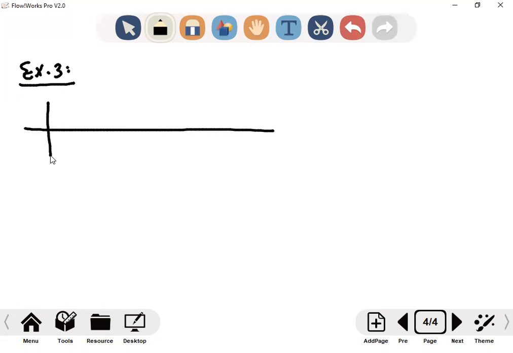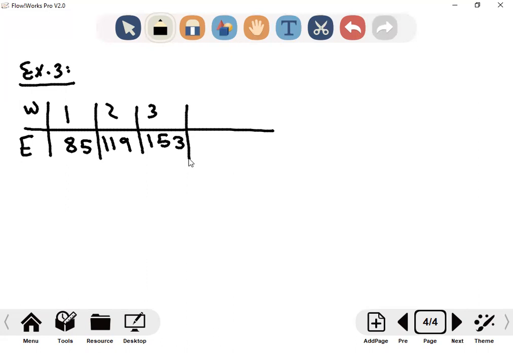Example 3: we have week and earnings. 1 with 85, 2 with 119, 3 with 153, right? And 4 with 187, and 5 with 221. Now we have 2 ways.